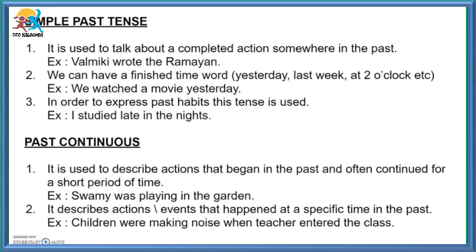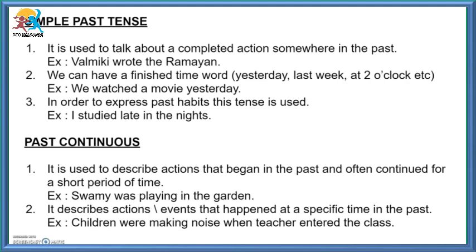Now let us go into details, the uses where we can use simple past tense and past continuous tense with examples. The first one, it is used to talk about a completed action somewhere in the past. Example, Valmiki wrote the Ramayana. Okay, so it has been done years back.